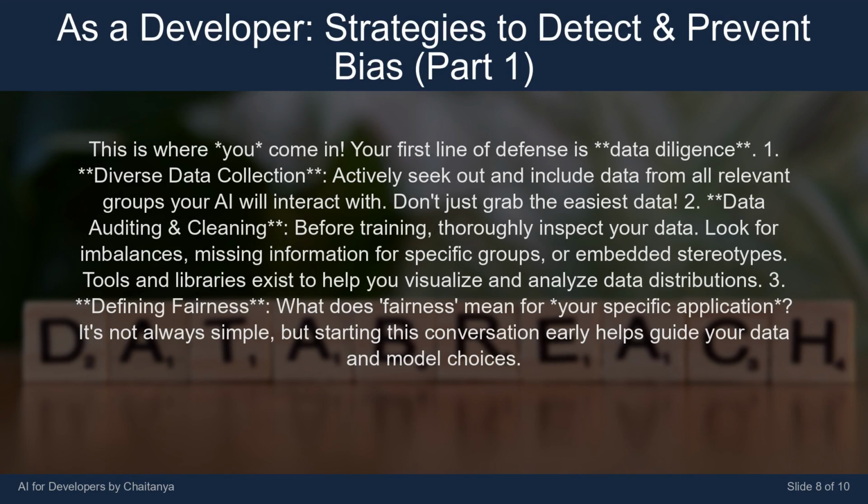Your first line of defense is data diligence. 1. Diverse data collection. Actively seek out and include data from all relevant groups your AI will interact with. Don't just grab the easiest data. 2. Data auditing and cleaning. Before training, thoroughly inspect your data. Look for imbalances, missing information for specific groups, or embedded stereotypes. Tools and libraries exist to help you visualize and analyze data distributions. 3. Defining fairness. What does fairness mean for your specific application? It's not always simple, but starting this conversation early helps guide your data and model choices.